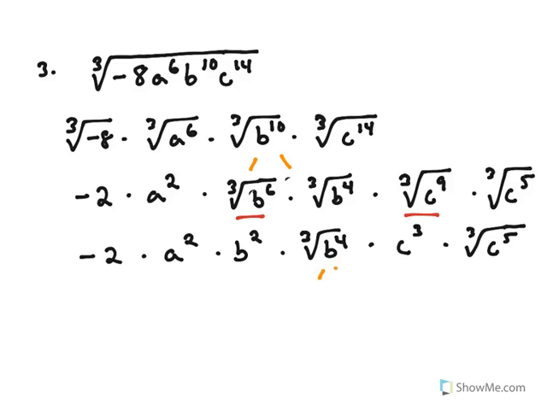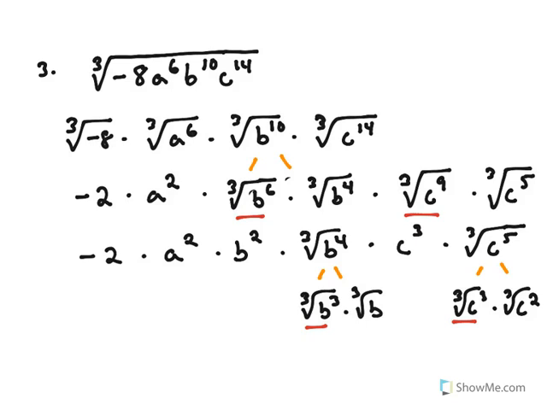Okay, so this one can be broken down into one more perfect cube. So we can say the cube root of b to the third power times the cube root of b. And then this one we can say the cube root of c to the third power times the cube root of c to the second power. So we have two more perfect cubes here and here. All right, and everything else is going to be staying the same.